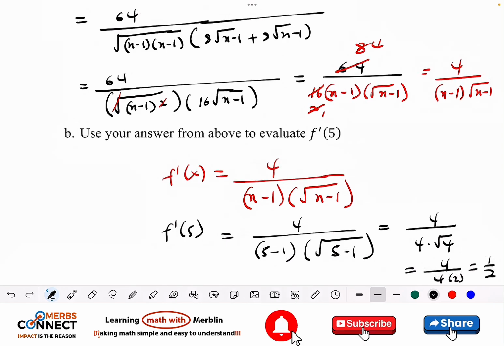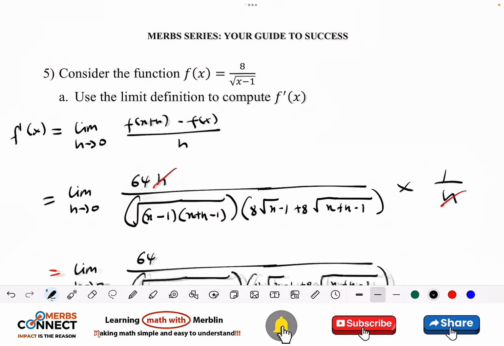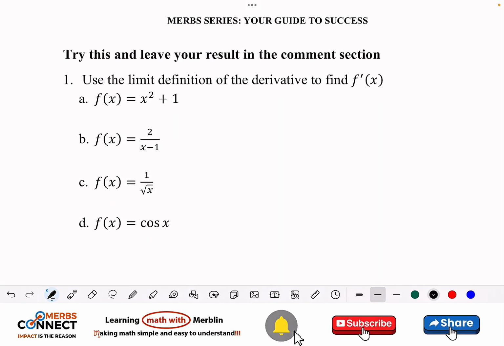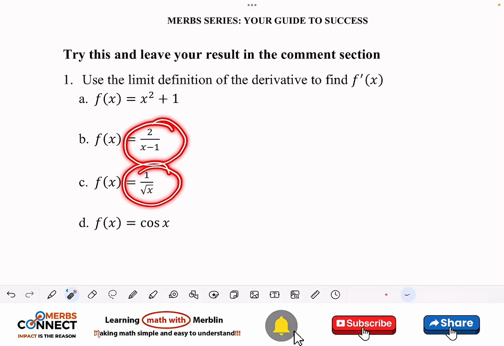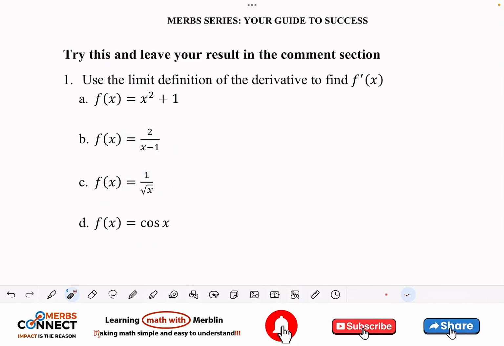So this is kind of complicated, but take your time and then you'll be good with this. So I'll give you this one to try. I think I've given you everything that I did, which is fair. So please do this and leave your answer in the comment section. So this is a polynomial function. This is a rational function. This is a radical function. And this is a trig function. So do this and leave your answer in the comment section.